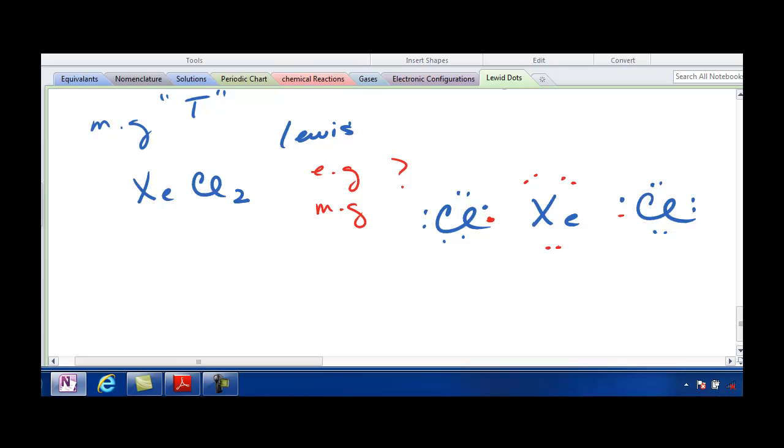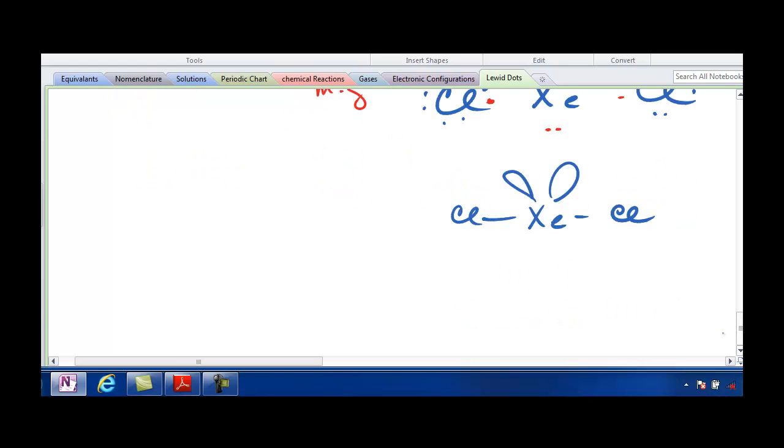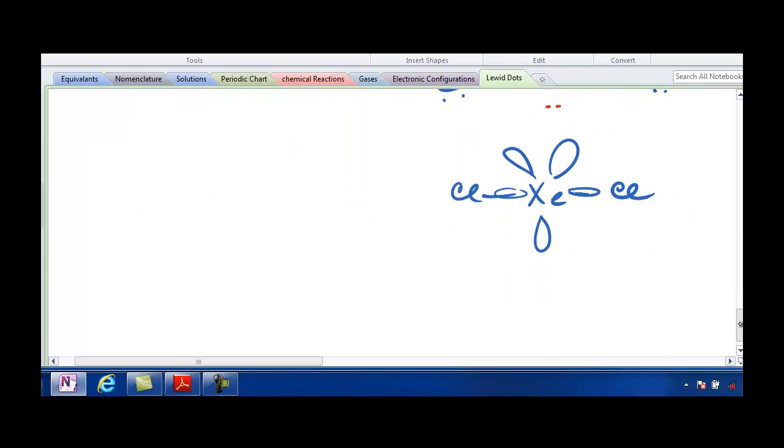So the electronic geometry is still trigonal bipyramid. I'm going to have a chlorine there, a chlorine there, a lone pair, and a lone pair. If I'm looking at my electron densities, it's still trigonal bipyramid. So electronic geometry, trigonal bipyramid. Are we okay with that? Not so bad? What about the molecular geometry?